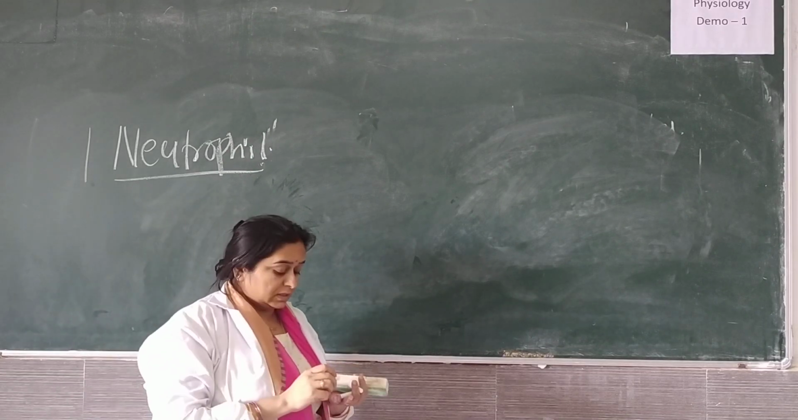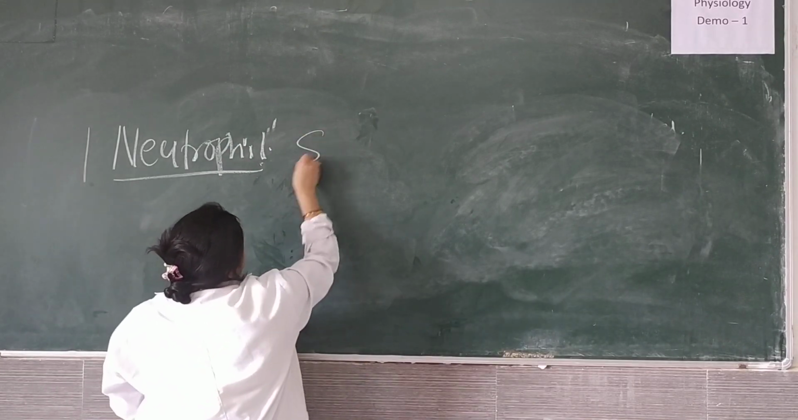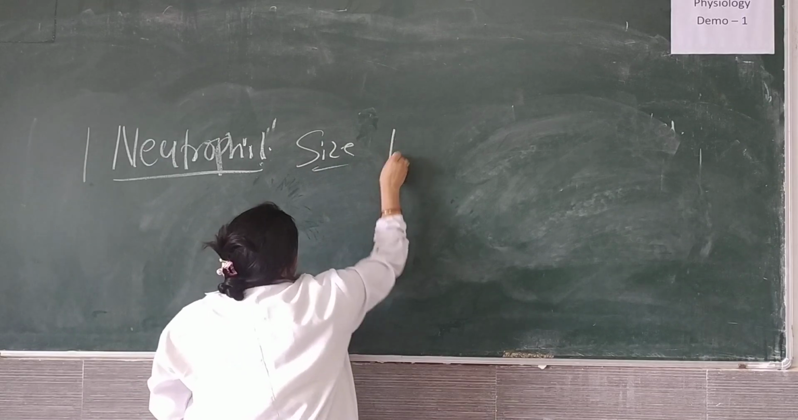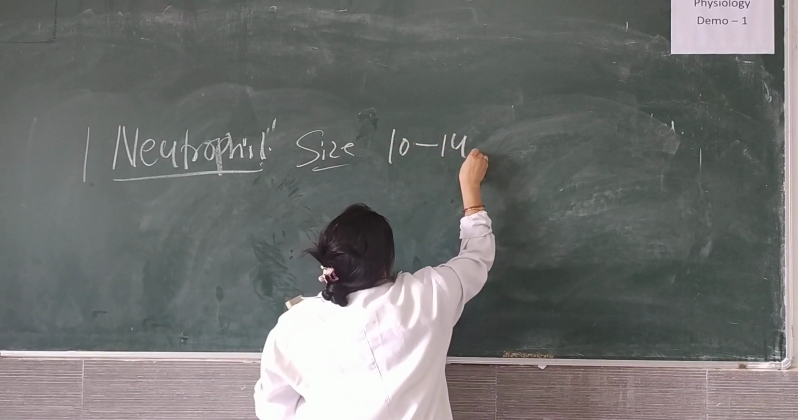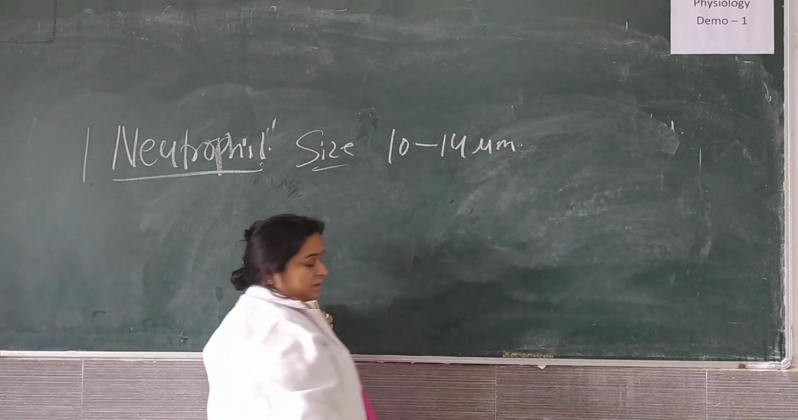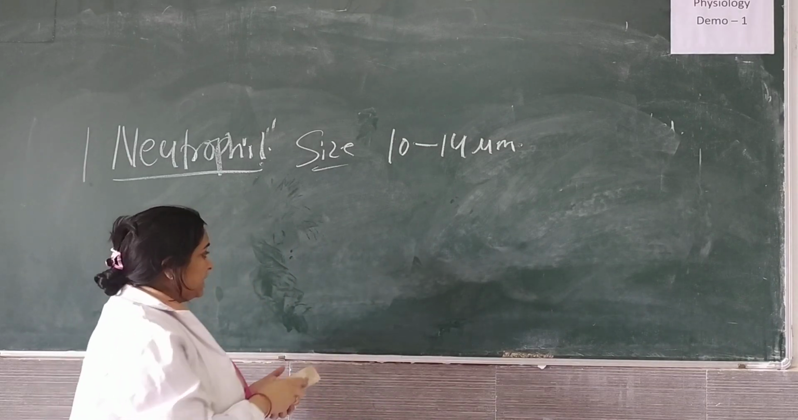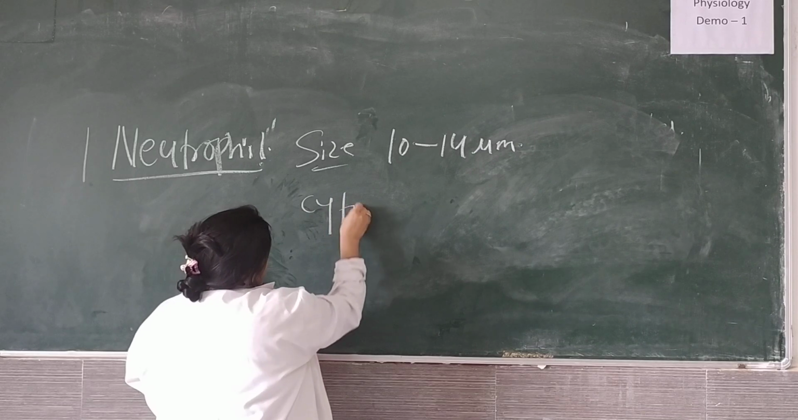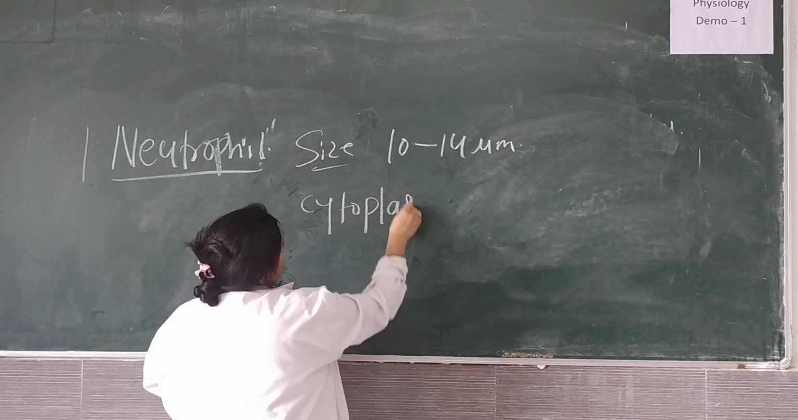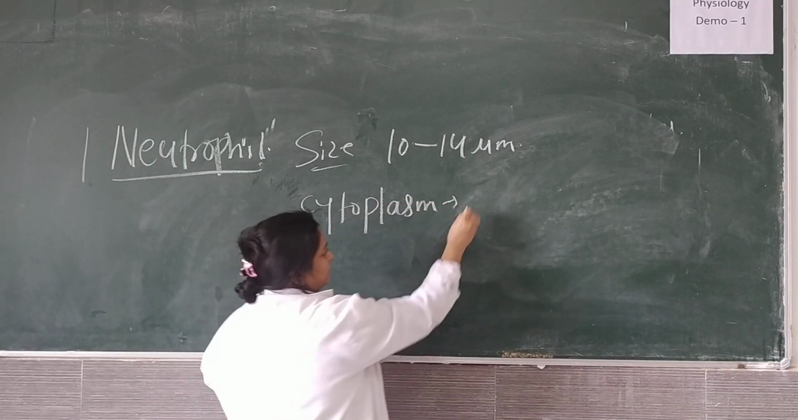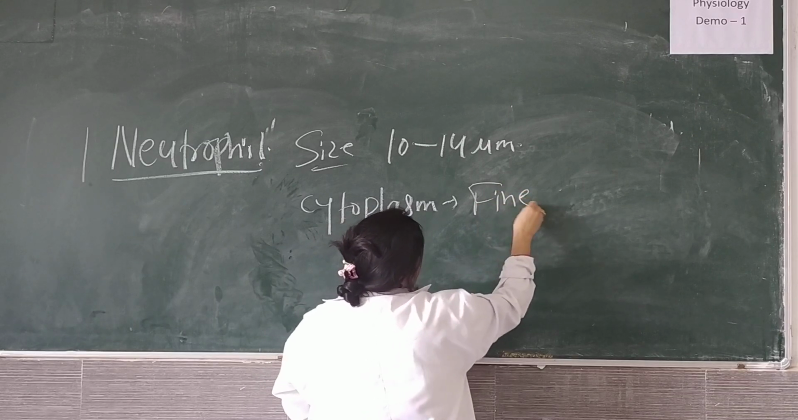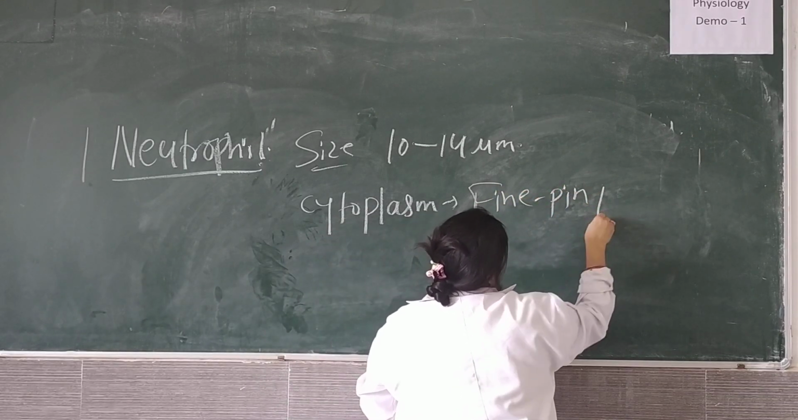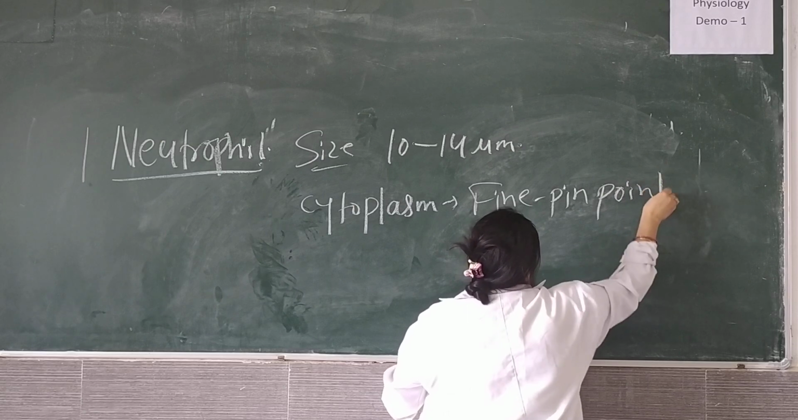Now we will first talk about neutrophil. The size of the neutrophil is approximately 10 to 14 micrometer. And the cytoplasm contains fine pinpoint granules.